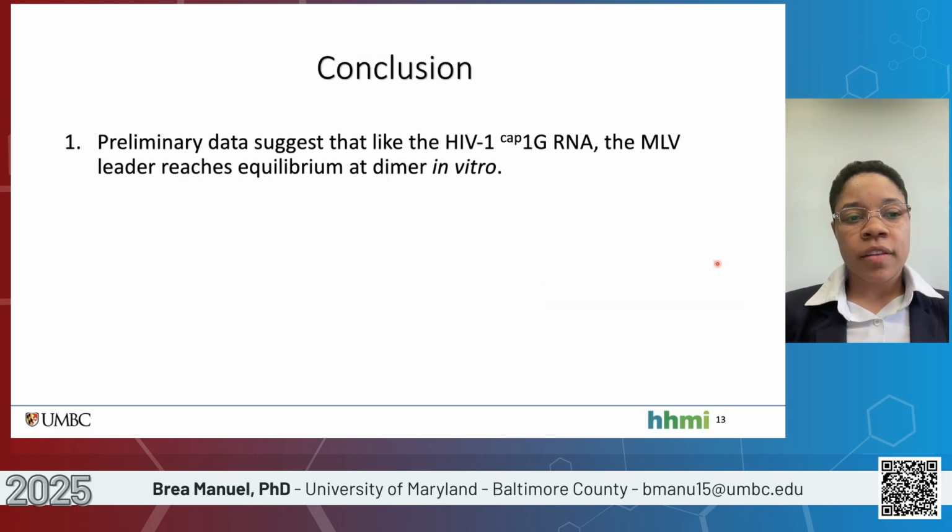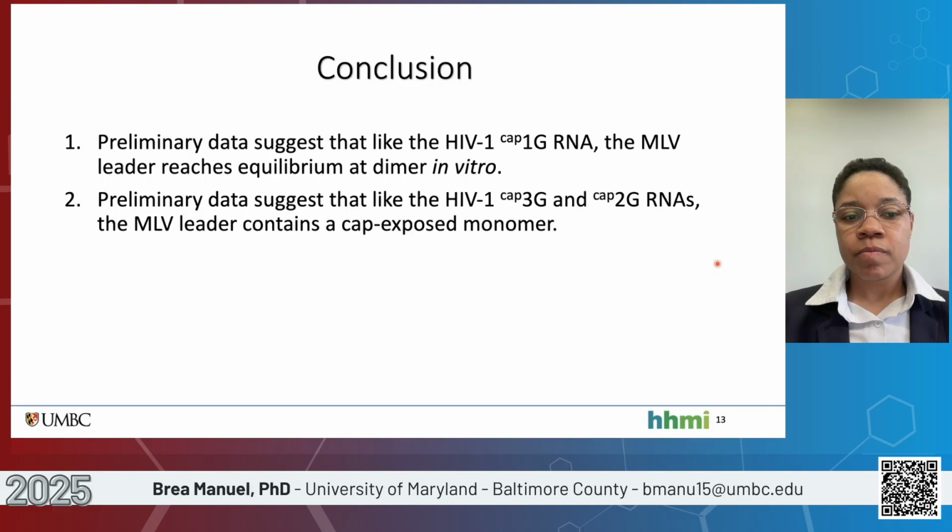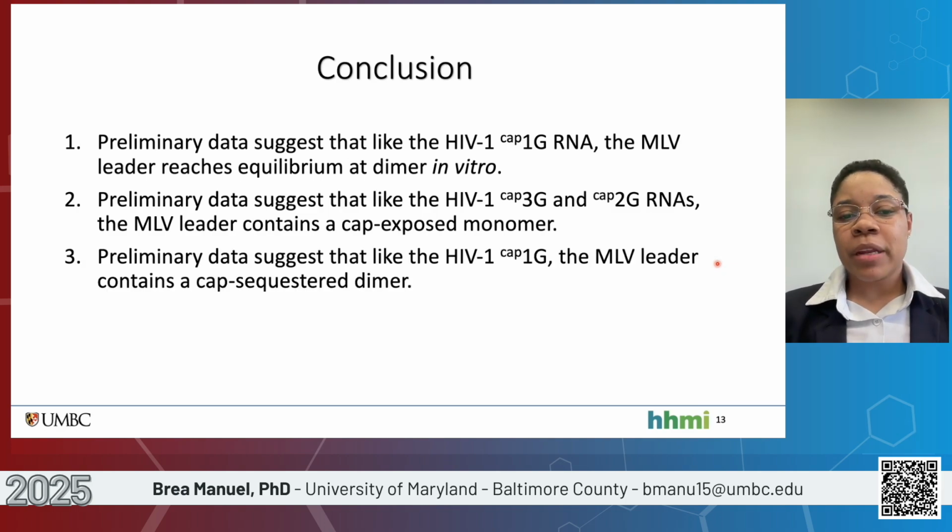So in conclusion, thus far, our preliminary data suggests that, like the HIV-1 cap1G RNA, the MLV leader reaches equilibrium at dimer in vitro. Our preliminary data also suggests that, like the HIV-1 cap3G and cap2G RNAs, the MLV leader contains a cap-exposed monomer. And our preliminary data also suggests that, like the HIV-1 cap1G RNA, the MLV leader contains a cap-sequestered dimer. So one pool of RNA still seems to have the function of both pools for HIV-1's RNA.